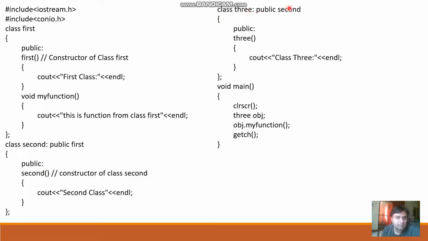Then I have created class second, which is going to inherit class first. So class second colon public first. Then we have the constructor of class second, and then class 3 public second. This is the constructor of class 3, and it will display that message only. When we create the main function, we are going to create an object of class 3.